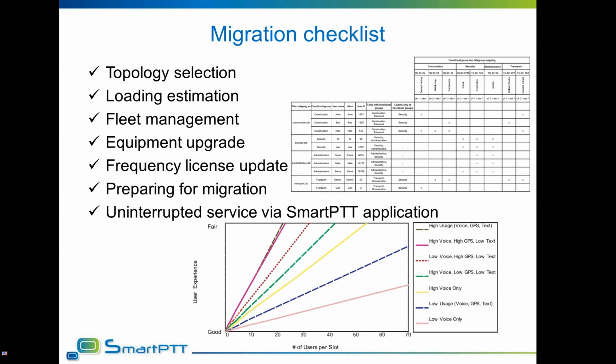Then, upgrade the equipment. When upgrading from one MOTOTRBO topology to another, you can use the same equipment to establish the new network topology. Commonly, it requires a license upgrade for your equipment. In the case of a Connect Plus system, it will require additional option board installation. Frequency licenses can also require an update. When going from an analog network to digital, you will need to have a license to use digital transmission on the set of licenses you already own.